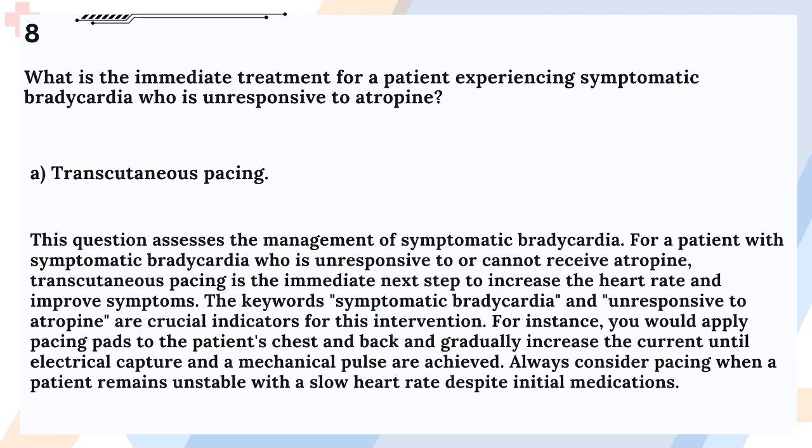Answer, A. Transcutaneous pacing. This question assesses the management of symptomatic bradycardia. For a patient with symptomatic bradycardia who is unresponsive to or cannot receive atropine, transcutaneous pacing is the immediate next step to increase the heart rate and improve symptoms. The keywords symptomatic bradycardia and unresponsive to atropine are crucial indicators for this intervention.